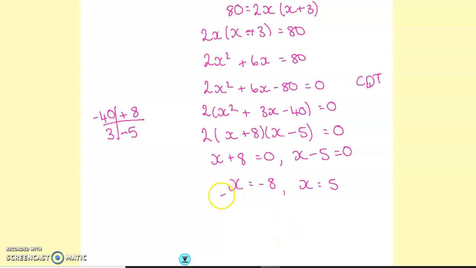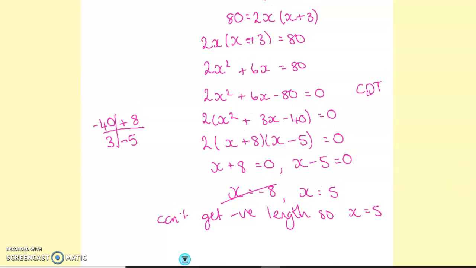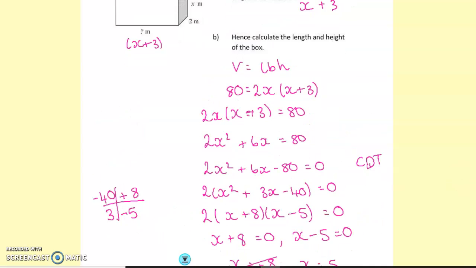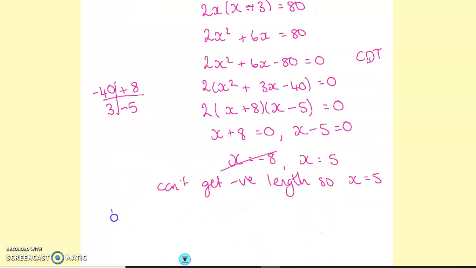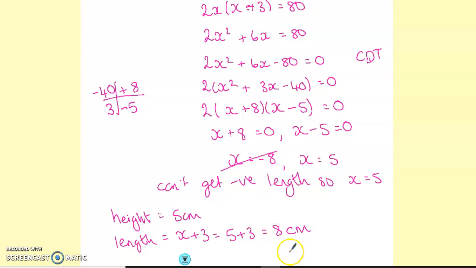Which one is it? Can't get a negative length. So x equals 5. We weren't asked to calculate x though. We were asked to find the length and height of the box. So the height is just x. So the height is 5 centimetres. The length is x plus 3. x is 5. So it's 5 plus 3, which is 8 centimetres.